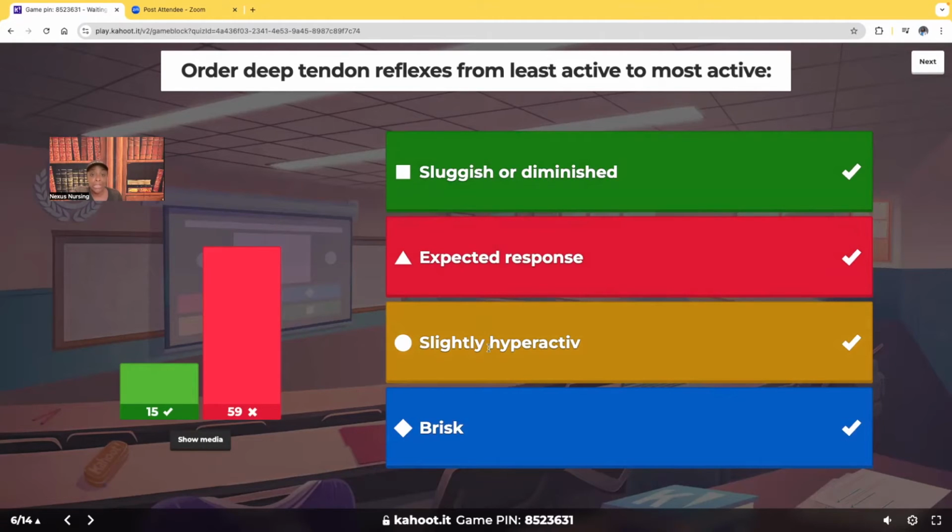+3 would be slightly hyperactive. I forgot to put an E on the end. Hyperactive. And then +4, that is your brisk, your hyperactive response. Okay. So it goes from 0 to +4. But again, there was no space for me to put the 0. But 0 would have been no response at all. That's the worst. And then +4 is the most active response. That is brisk. Okay.